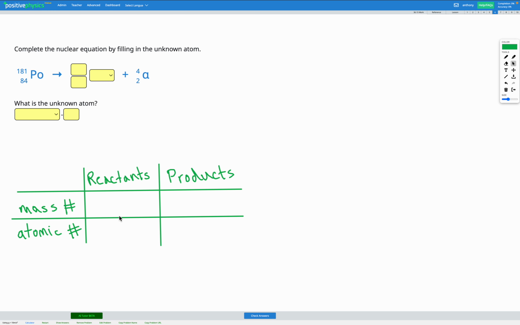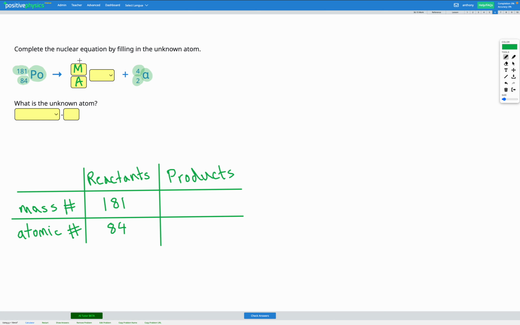So in this question, in our reactants, we have polonium, 84 atomic number and 181 mass number. That's the only thing on our reactant side of the equation. So our total is going to be 181 for the mass number and 84 for the atomic number. And then in our products, we have this unknown nucleus. I'm going to say the mass number is M and the atomic number is A. And we have an alpha particle with a mass number of 4 and an atomic number of 2.